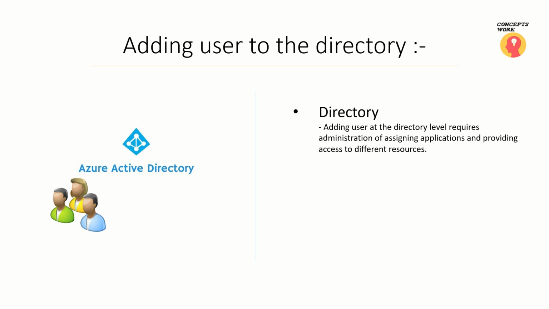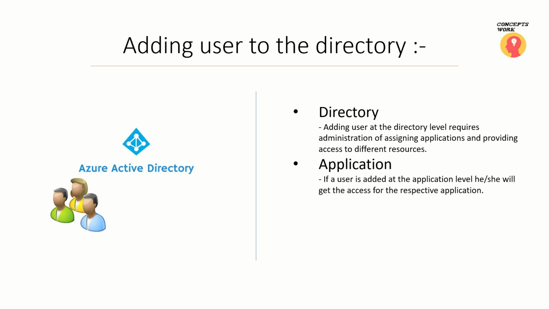The second one is adding a user to an application. Now, here level doesn't mean that the scope will be limited. Whenever you add a user, be it at the directory or at the application level, an object for that particular guest user will be created in the directory. But the difference when you add a user at the application level is that the user will get the access the moment you add them.